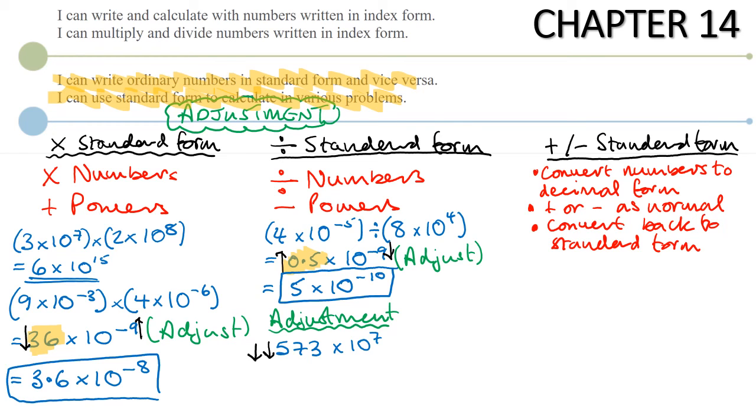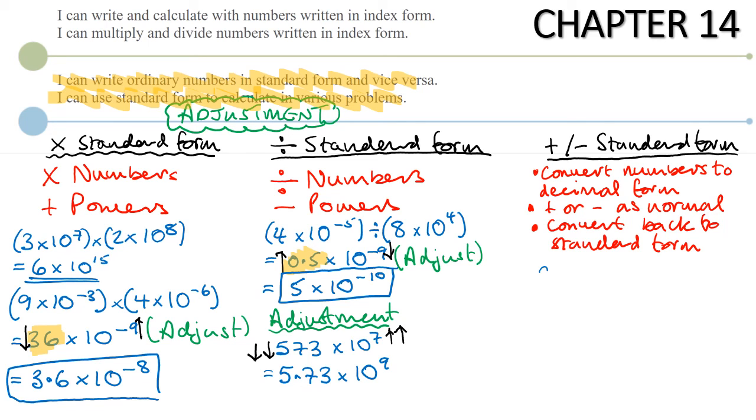So I put 2 arrows going down to show me that I moved the decimal point 2 places. So since I've made the number smaller by 2 jumps, I need to make the power bigger by 2. So this is the same as 5.73 times 10 to the power 9. So you can have multiple jumps. It doesn't need to be one, but for every jump, the power in standard form needs to go up or down. Let's have a look at adding or subtracting in standard form.